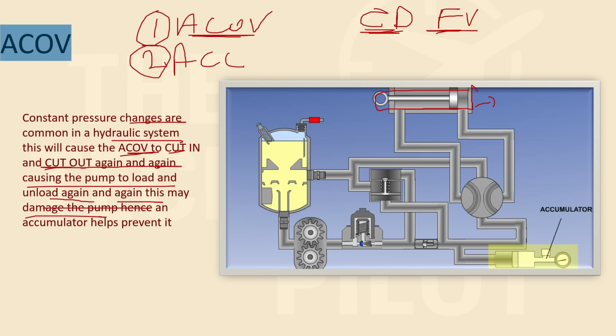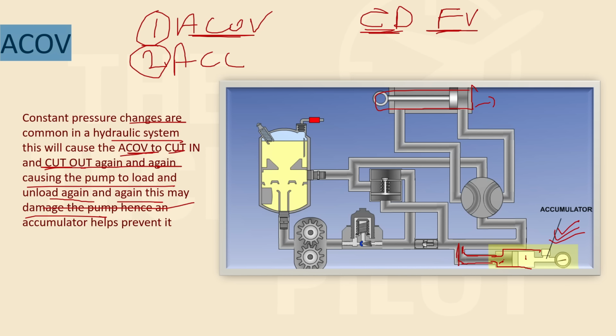So to prevent this from happening, to prevent repeated switching on and off of ACOV, onloading and offloading the pump, we add something known as an accumulator. Accumulator we have studied already. What the accumulator does is it stores some gas and hydraulic fluid, and the hydraulic fluid is stored under pressure. So whenever needed, it sends out this hydraulic fluid into the system. So for small pressure changes, the accumulator is there. It will balance it out. If the pressure is less, it will send fluid to the system and balance out the pressure.